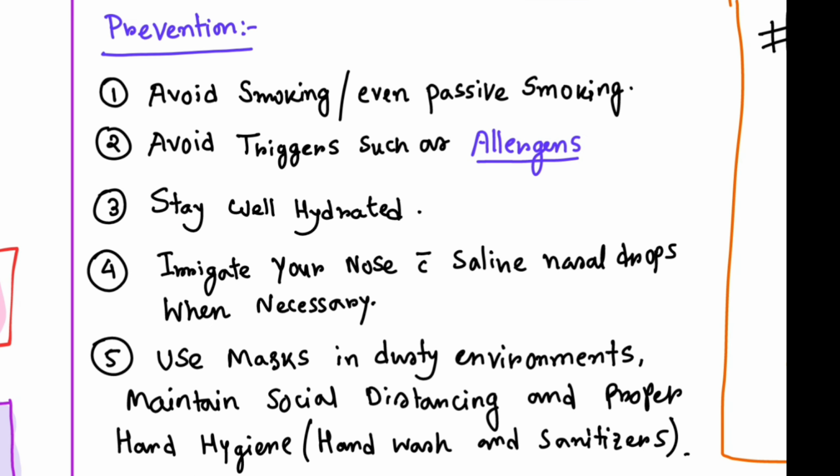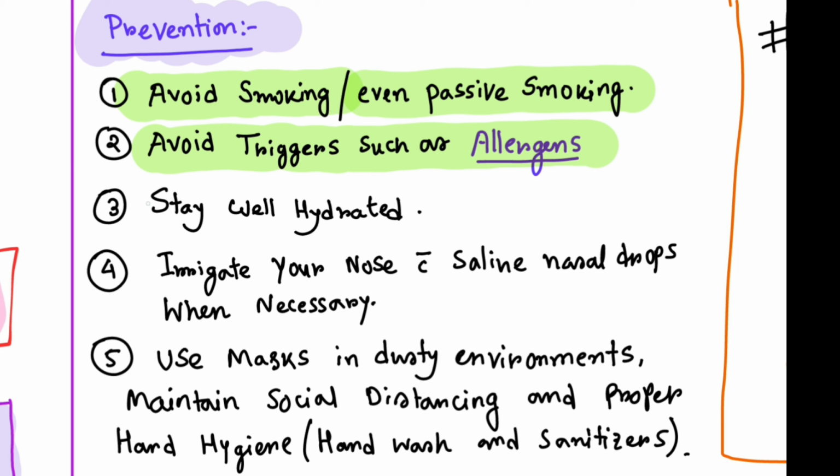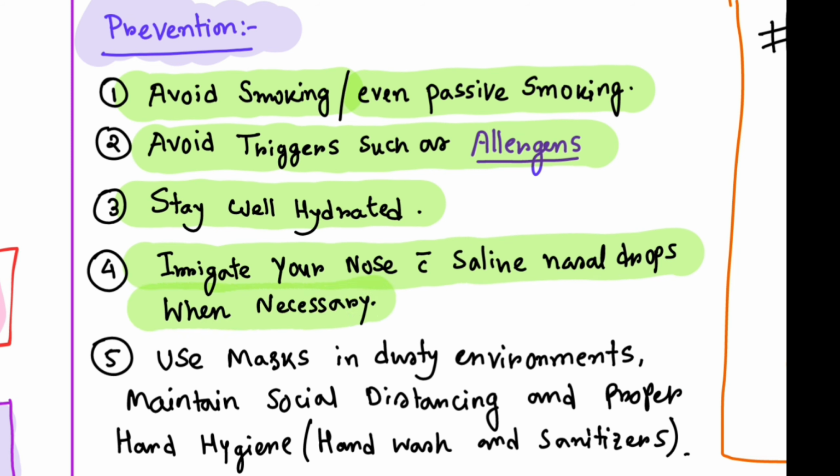Now, how do you prevent acute sinusitis? In recurrent cases, you can suggest the following things to avoid recurrence. First and foremost, if the patient is a smoker, it is better to avoid smoking, even passive smoking. Secondly, avoid triggers of sinusitis such as various types of allergens. The patient should stay well hydrated. The patient can be advised to irrigate their nose with saline nasal drops whenever they feel it is necessary. They should use masks in dusty environments. They should maintain social distancing and proper hand hygiene like hand wash and use of hand sanitizers.